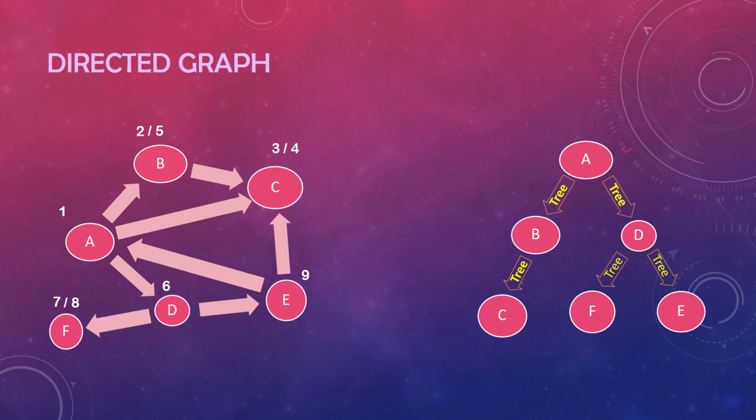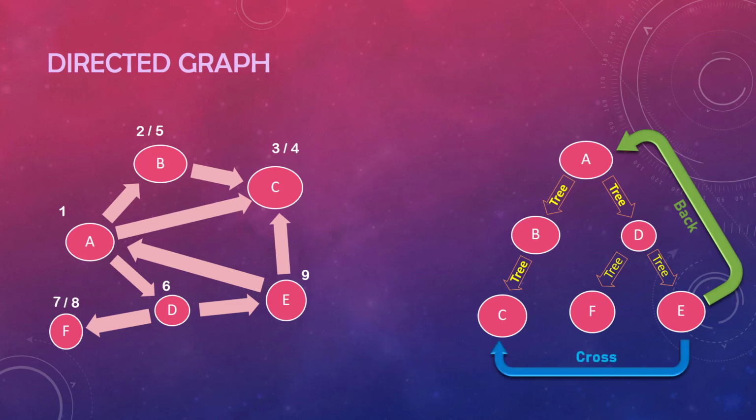Okay, so this edge which connects the child E to its parent A is a back edge, and this edge connects two vertices, neither of which is the parent or child of the other, so it's not a forward edge, not a back edge, not part of the tree edges, so it's definitely a cross edge.